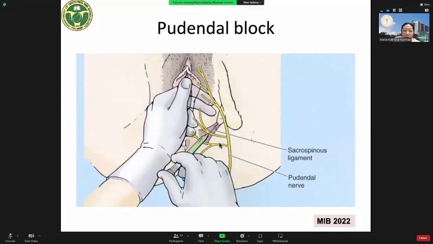The pudendal nerve is relatively fixed as it courses beneath the sacrospinous ligament within the pudendal canal. It may also be at risk for stretch injury during childbirth, during downward displacement of the pelvic floor. For us to be able to infiltrate the pudendal nerve, we need a long needle, such as a spinal needle. We can first palpate the ischial spine, and that is to locate the sacrospinous ligament.